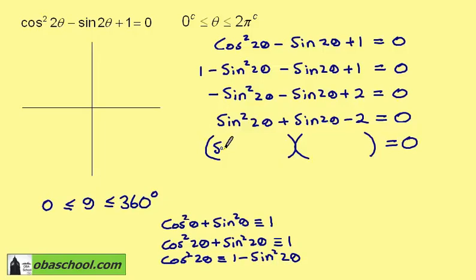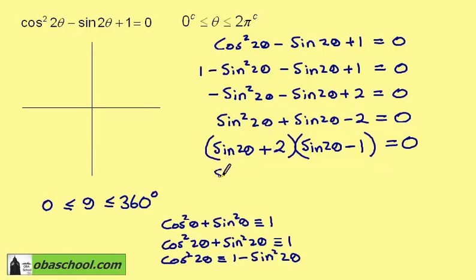We get sine 2 theta and sine 2 theta. We need a 2 and a 1, and this one is a plus and this one a minus. If we consider expanding this back out, sine 2 theta times sine 2 theta gives us the sine squared 2 theta. Then we get plus 2 sine 2 theta minus 1 sine 2 theta, which gives us the plus sine 2 theta, and then the 2 times the minus 1 gives the minus 2.